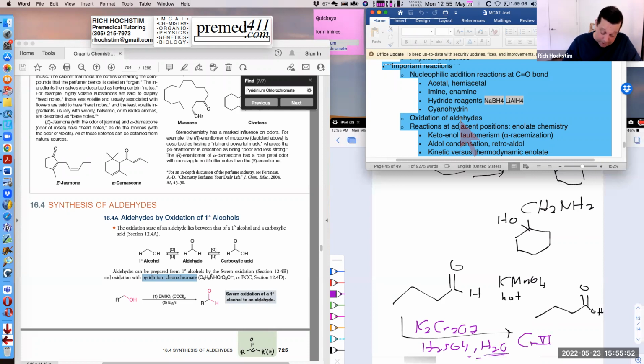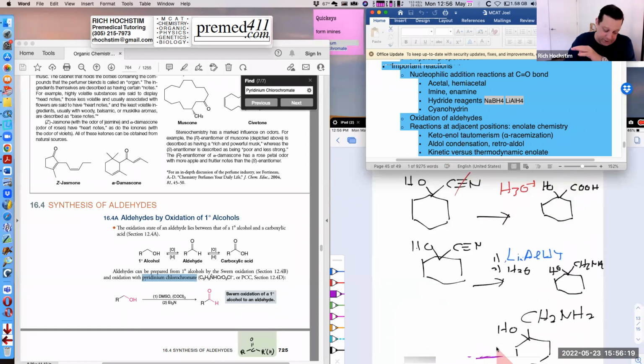But because of the water or anything aqueous, it will react and give you the carboxylic acid. So these are the two ways of going directly from the aldehyde to the carboxylic acid. Now, if you reacted either of these with the alcohol, they would also go to here. These are strong oxidizing agents.